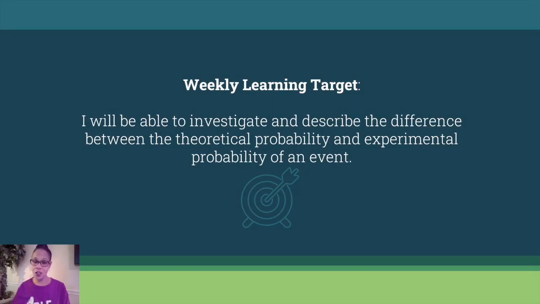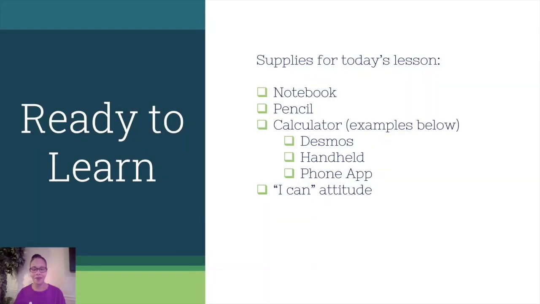Our weekly learning target is to be able to investigate and describe the difference between the theoretical probability and experimental probability of an event. The supplies you will need for today's lesson are your standard notebook and your pencil to take notes, your calculator, and of course, your I can attitude.